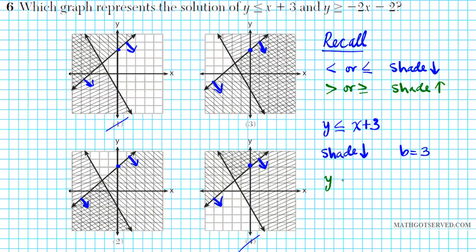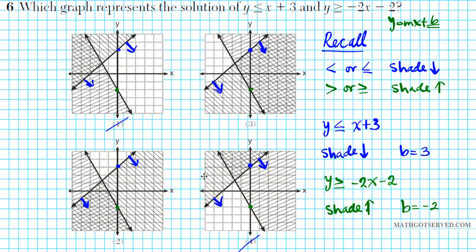The second equation is y greater than or equal to negative 2x minus 2. Since we have greater than, we're going to shade upwards, above the line with the y-intercept of negative 2. Remember your y equals mx plus b equation. The y-intercept is the b component, as we did in the first inequality. So the second line in each graph is the one with negative 2 y-intercept, as you can clearly see here, here, here, here.